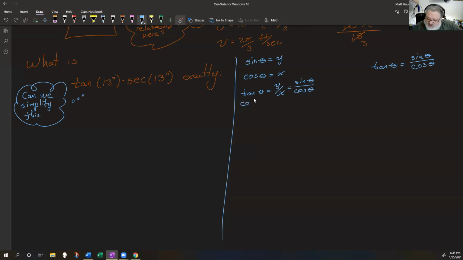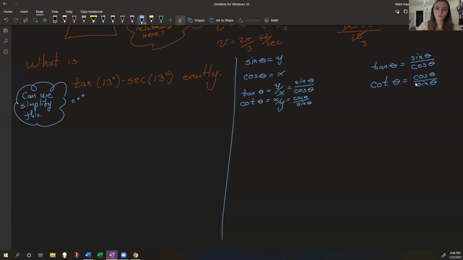Similarly, if we look at the cotangent function, cotangent function is supposed to be x over y. But again, if our x's are supposed to be cosines and our y's are supposed to be sines, we get the cotangent function. It's the cosine divided by the sine instead. Or heck, just knowing that the cotangent is supposed to be the reciprocal of tangent would have told us that, right?